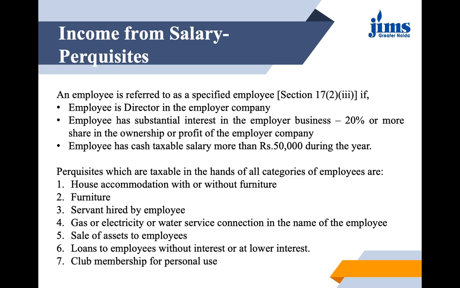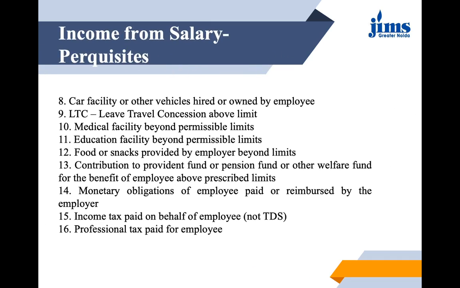Now let us see these taxable perquisites. Let us name them first of all. I named a few in the previous slide as examples. Let us see all of them now. House accommodation with or without furniture, servant hired by employer, gas or electricity or water service connection in the name of the employee, sale of assets to employee, loan to employees with interest at a lower rate or without interest, club membership for personal use. There can be many more. Let us have a look. There can be a car facility or other vehicles which are hired or owned by the employee. LTC, that is leave travel concession, above some limit. We will be studying these limits one by one. Medical facility beyond permissible limits. Education facility beyond permissible limits. Food or snacks provided by the employer beyond limits.